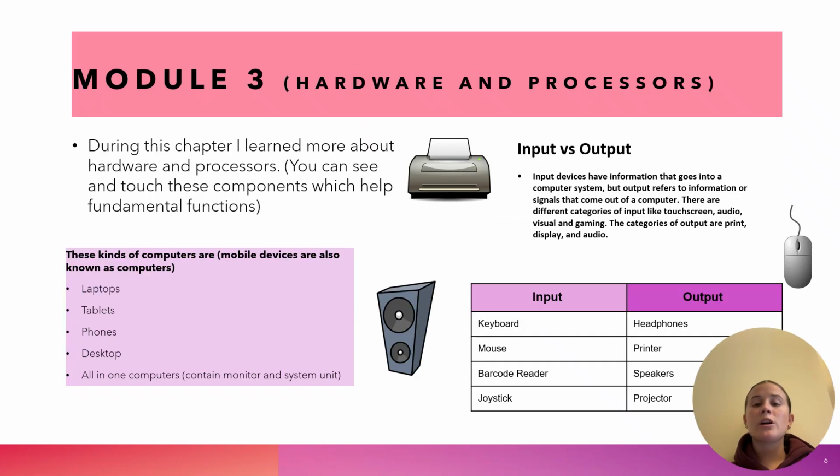Module 3 is about hardware and processors. You can see and touch these components, which help fundamental functions. Examples include laptops, tablets, phones, desktops, and all-in-one computers. Then we learned about input versus output.